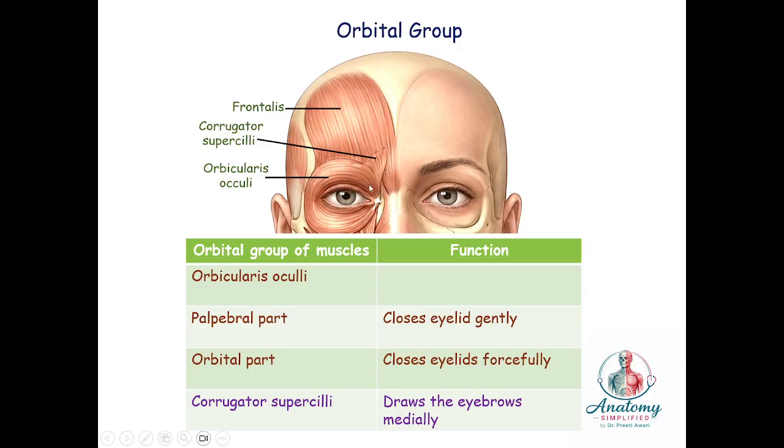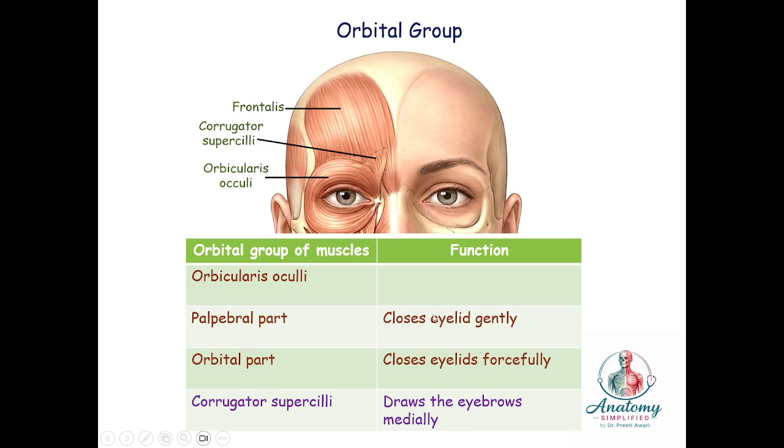Above them, we have a muscle which is attached to the frontal bone, and laterally it is entering into the skin underneath the medial side of the eyebrow. That muscle is corrugator supercilii. When it will contract, it will draw the eyebrows medially.